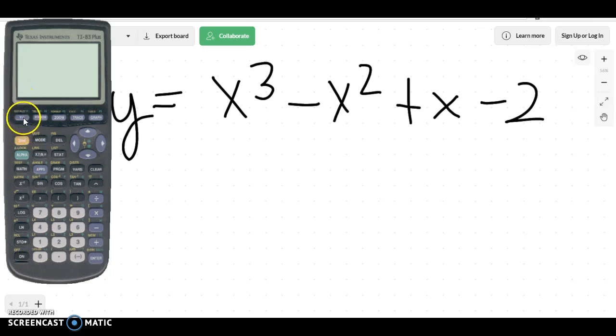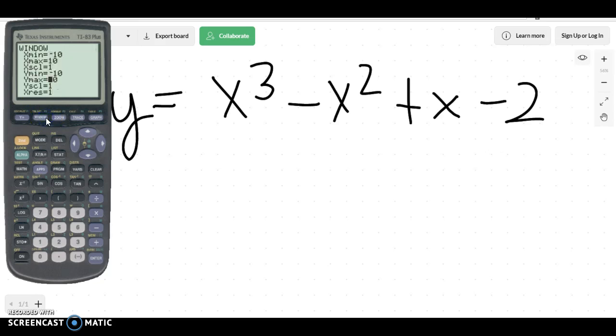We're going to hit y equals, because that's the graphing part. And then once we got that, we're going to plug everything we have in there. So we're going to say x to the third minus x to the second plus x minus 2. Then I'm going to hit graph. And we can kind of see what that shape looks like. I'm going to adjust the window to try to see more of it.